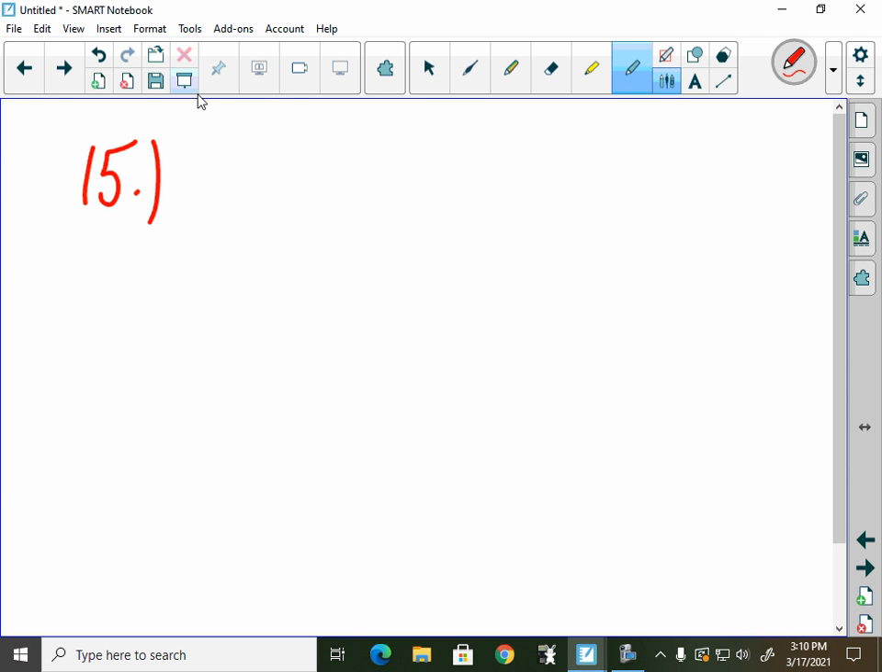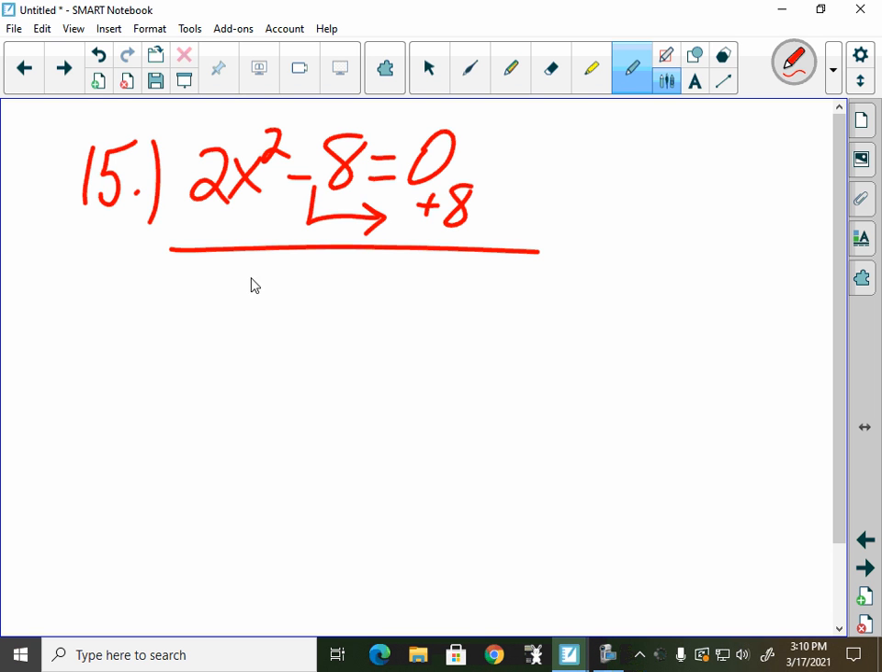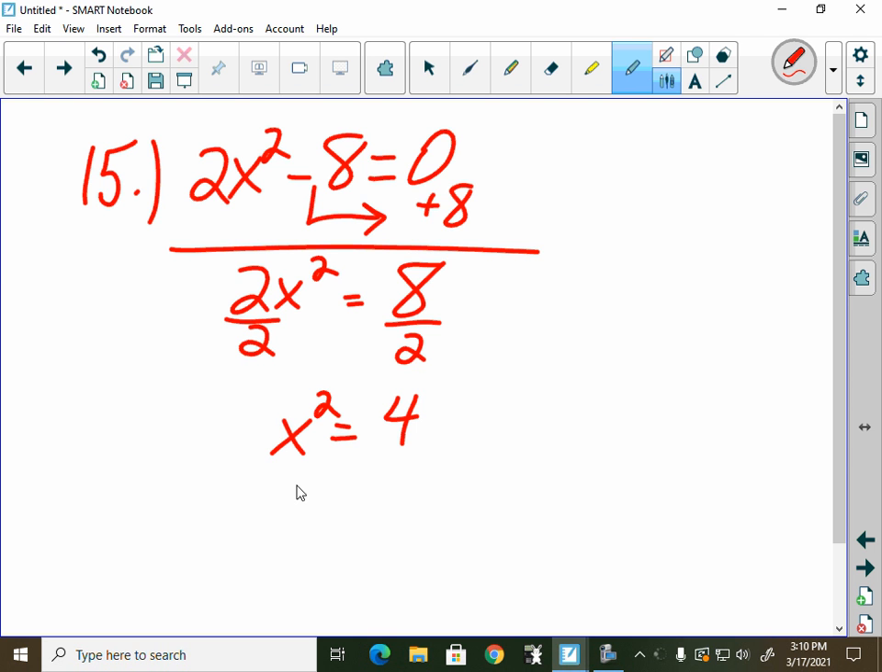Solve it. If there's no solution, state the reason. Okay, let's do it. 2x squared minus 8 equals 0. We're playing the game, get away from x. So first things first, that 8 has to move over. 2x squared equals 8. You don't write plus 8 or positive 8, you just write 8. Then I'm going to divide by 2, and I'm going to get x squared equals 4. And then I'm going to do the square root of both sides. So x equals plus or minus 2.